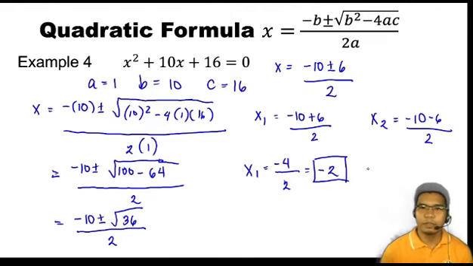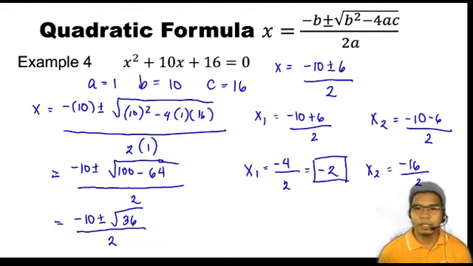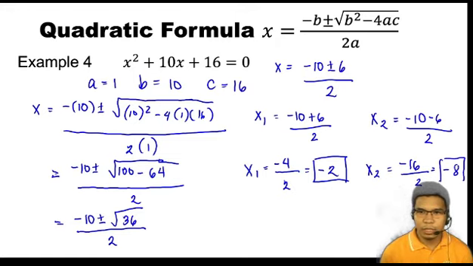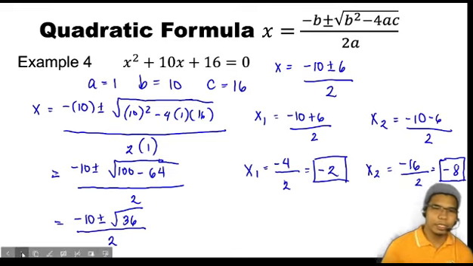And then for the value of x sub 2, we have negative 10 minus 16, which is negative 16 all over 2. Negative 16 divided by 2 is negative 8. Okay, so the solutions for this quadratic equation are negative 2 and negative 8, or the roots of this quadratic equation are negative 2 and negative 8.